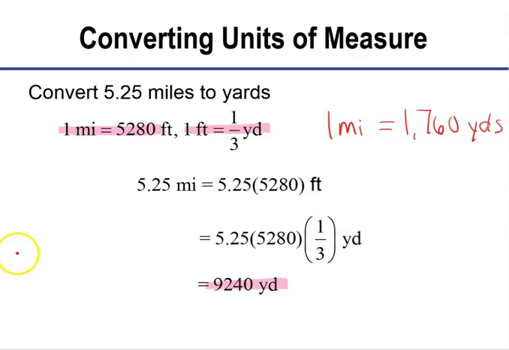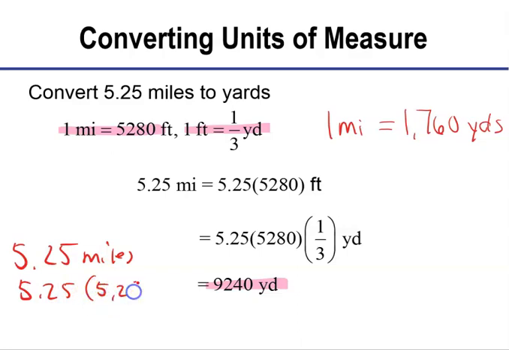So if we say 5.25 miles, and we're going to replace that with feet, right? And so we're going from miles, which is big, to feet, which is small. You cross over in front of you, so that would be 5.25 times 5,280 feet, okay? And that's going to give me 5.25 times 5,280, 27,720 feet. Okay, but now you're going from feet to yards, right?